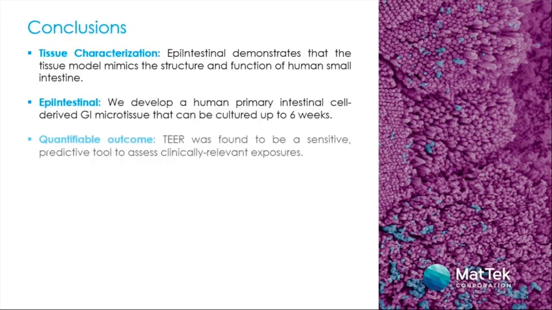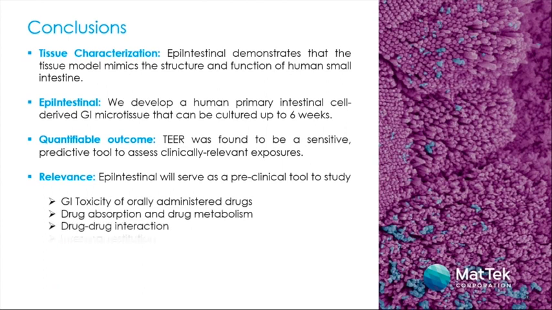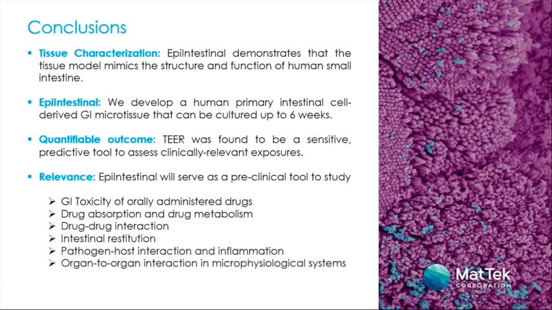And in conclusion, this tissue has a morphological structure like the human intestine, and the primary intestinal cells can be used for different applications, and they can be cultured for up to 6 weeks. So the applications are cytotoxicity, drug absorption, drug-drug interaction, intestinal restitution, pathogen host interaction, and inflammation.